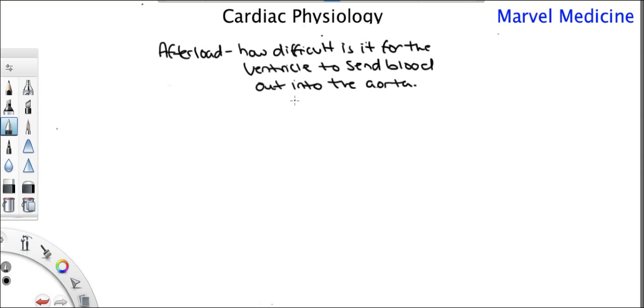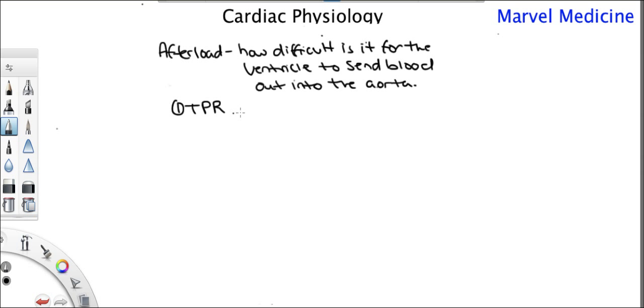Okay, so if you have increased afterload, it's more difficult. If it's decreased afterload, it's easier to send blood out. Okay, and I'll be more specific now. It's really dependent on a couple of things. One of the biggest things is total peripheral resistance.